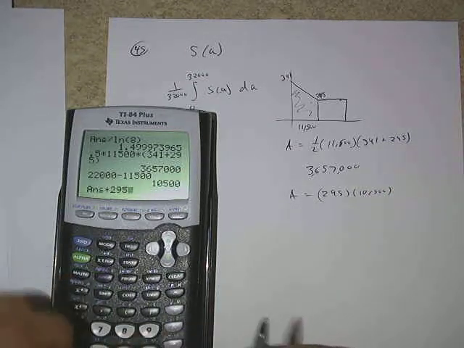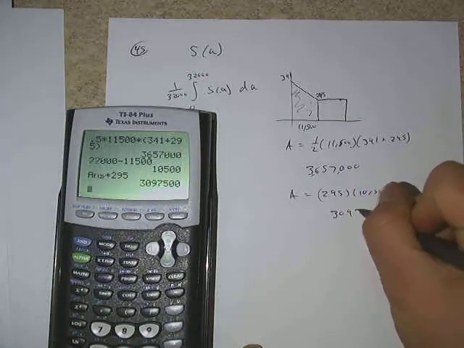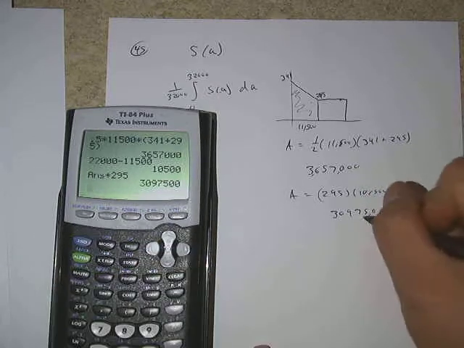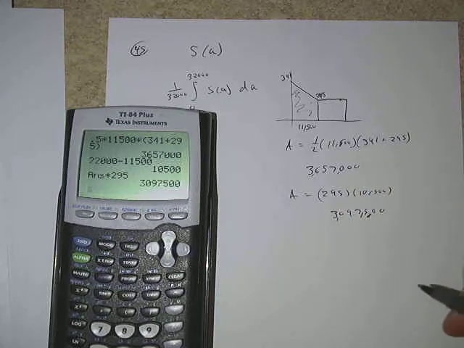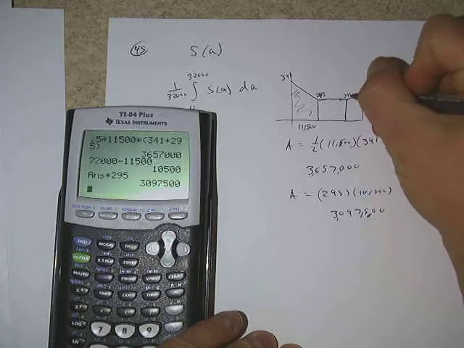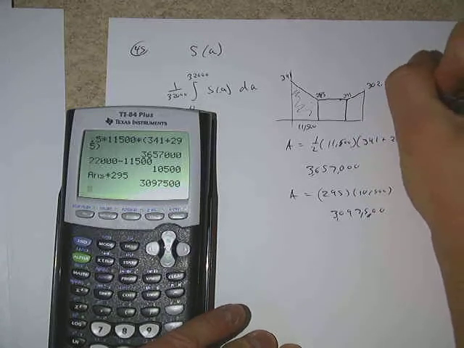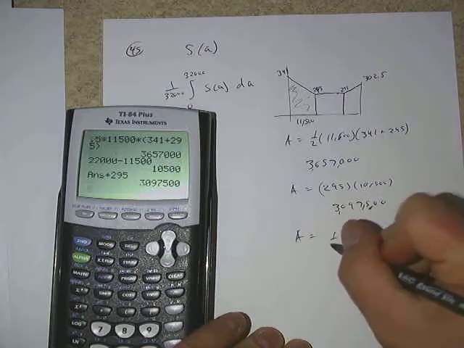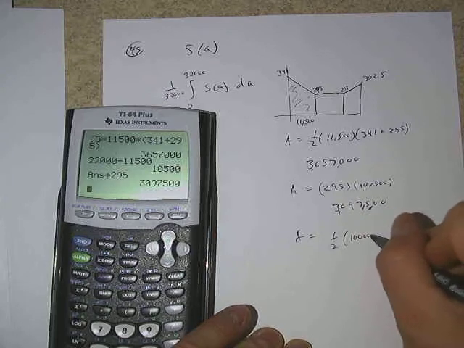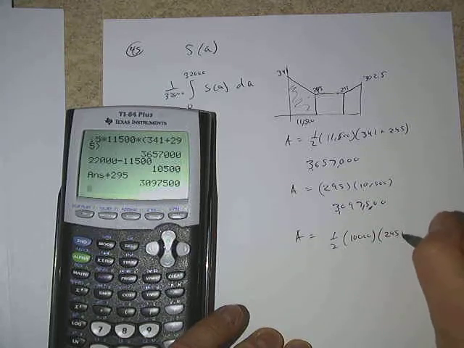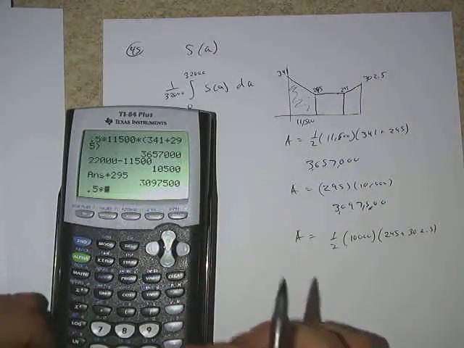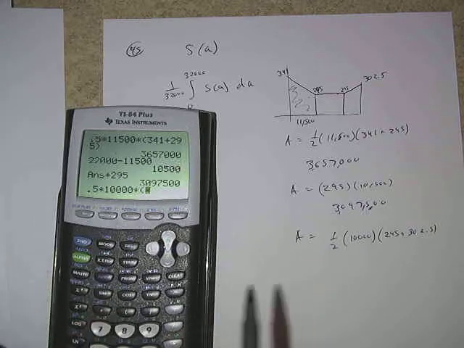And if we calculate for that part, we get 3,657,000 for that part. Then the next part is a rectangle. So its area is going to be 295 is the height, and it goes across from 11,500 to 22,000. Should be 10,500 times 295.